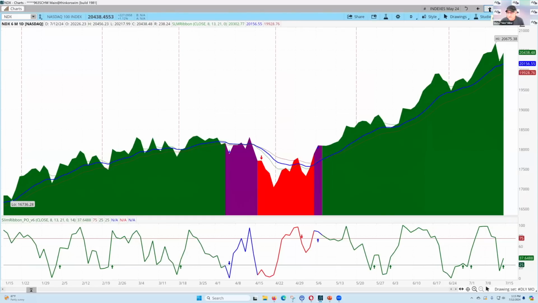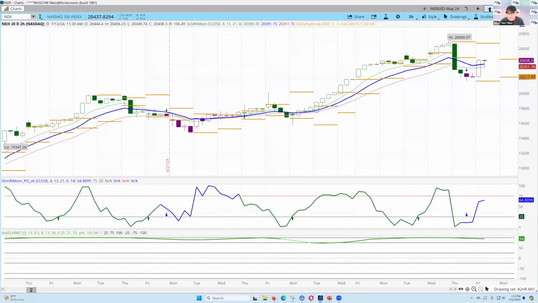So I like to have this kind of a chart up when I'm looking at momentum. Momentum still positive in the NASDAQ on the daily. This is a look at the momentum on the 2-hour chart. And this did turn neutral, as you can see right over here. Still, the market condition indicator very positive at 94.